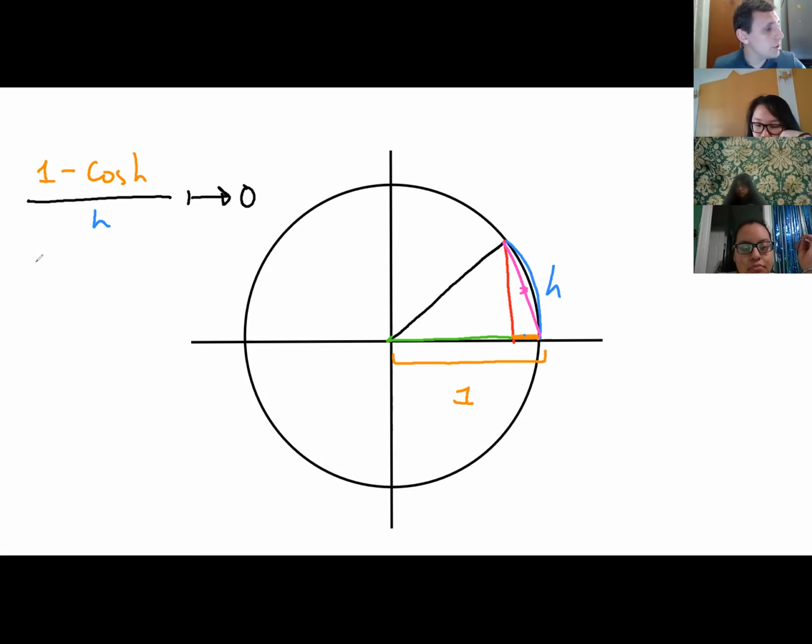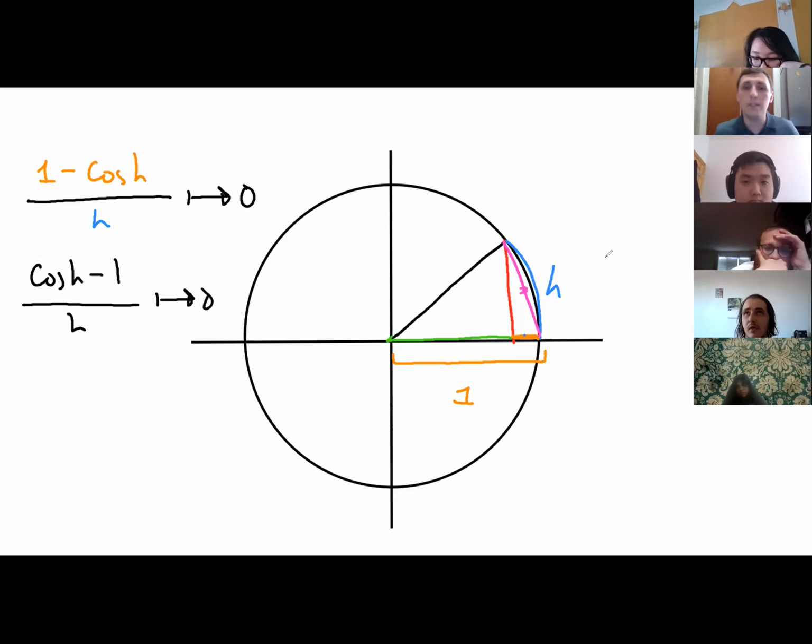Now, the limit we were interested in was cosine h minus 1 over h, which also therefore approaches 0 because it's just minus this, the numerator. It's minus this limit. Notice that cosine h minus 1 is negative. Cosine h minus 1 over h is negative. So at least in the first quadrant, the ratio of cosine h minus 1 divided by h approaches 0 from the negative direction.